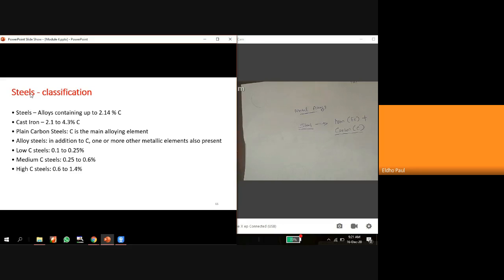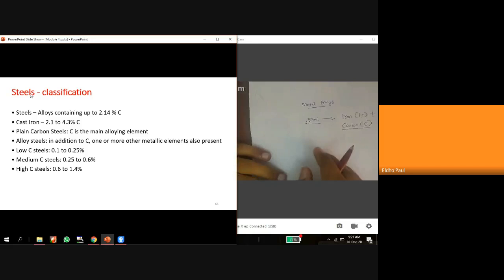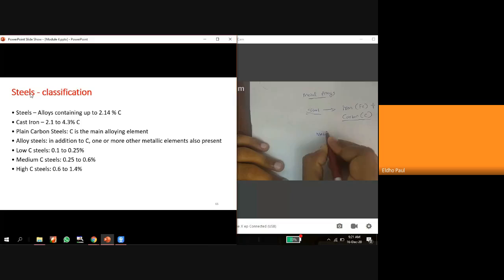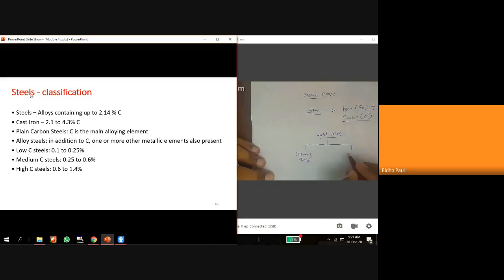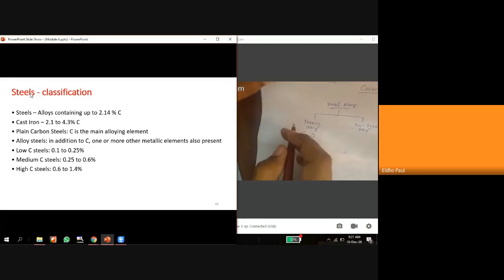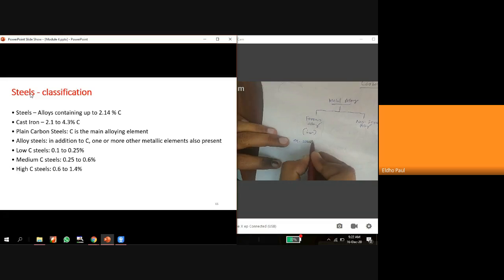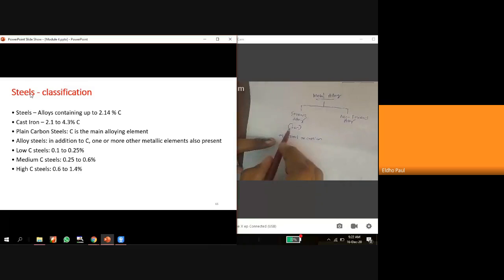Before classifying steel, metal alloys can be grouped into two: the first is ferrous alloy, and the second is non-ferrous alloy. This is the primary classification of alloys. In ferrous alloys, the principal constituent is iron. For example, steel is a ferrous alloy, and cast iron is also a ferrous alloy. In ferrous alloys, the primary or principal constituent is iron.